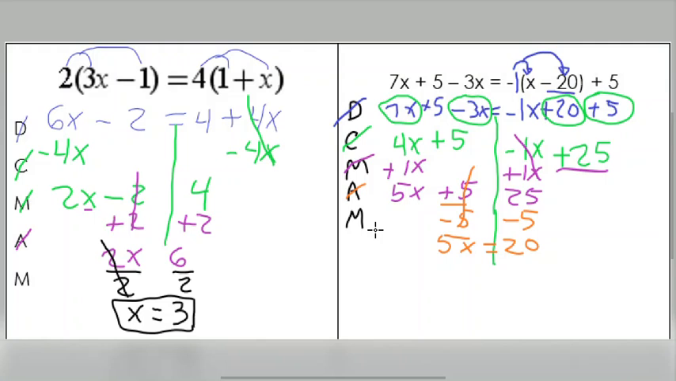And my last step, "Don't call me after midnight," is either multiply or divide. So I see a number next to a letter, so that means multiply. So I got to do the opposite to get rid of it. I'm going to divide by 5 to cancel that out. And that will leave me with x. I got to do the same thing to the other side to keep it equal. 20 divided by 5 is 4. So my final answer for this equation is x equals 4.